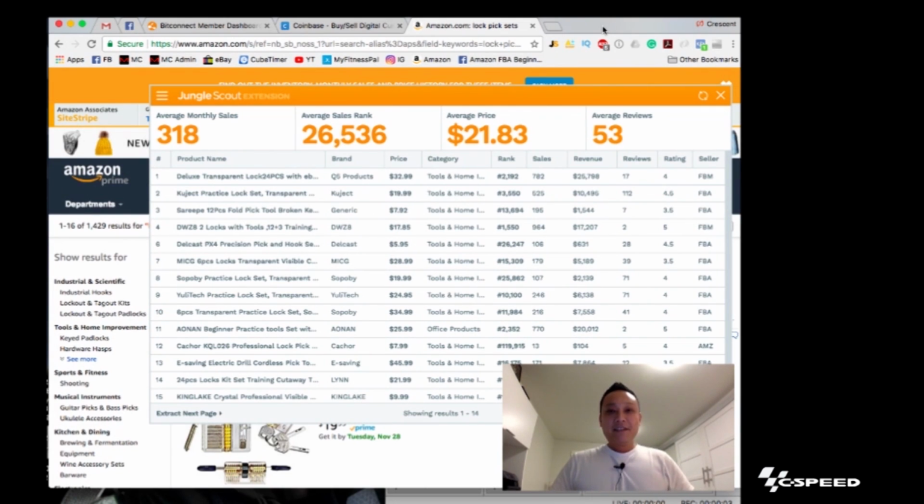All right, the second problem. People are not analyzing the Jungle Scout data correctly. Now I already went over this price column right here and why it's so important to have an average of $15 as a minimum so that you can generate enough profits to make it worth your time. I hope I made that clear. Now moving on, there's two other columns that are equally as important, the sales column and the reviews column.